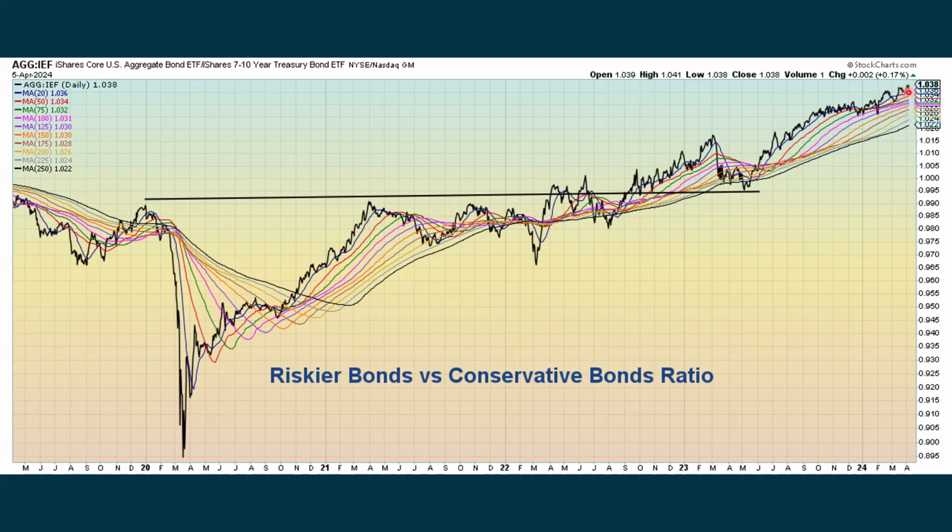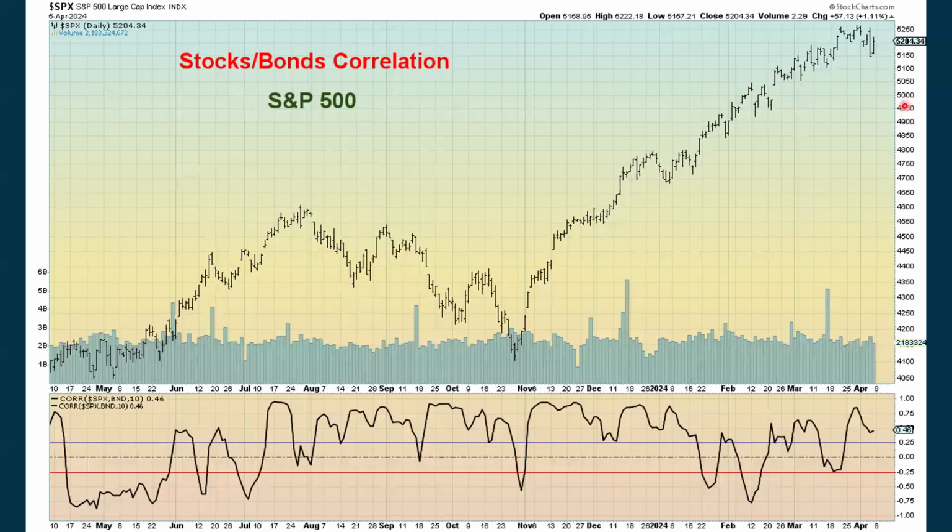And every once in a while, we see it start to come down. But now that we've been getting some pretty strong economic reports, this ratio is starting to go back up. We look at a correlation between stocks and bonds, and they're having a little bit of a tendency to go in the same direction. So we look at stocks based on price and bonds based on price.